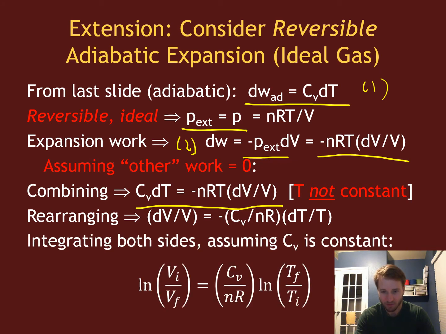Integrating both sides, it then gives us this nice looking equation of the natural log of our initial volume over the final volume equals CV over nR times the natural log of the final temperature over the initial temperature.